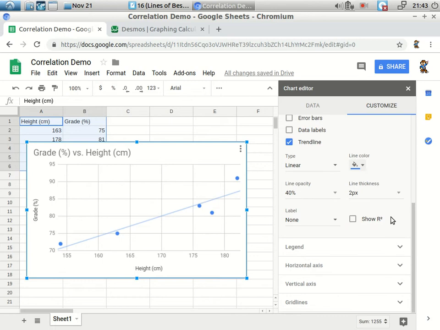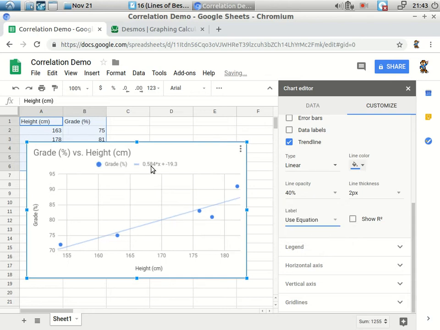A couple things you can do here. First, if I want to see the equation, where it says label, I can click on use equation, and it's put it out there for me. So my equation would be y equals 0.584x. There's a little asterisk in there, it's just times. This is my slope, and my y-intercept is negative 19.3. That's the equation of my line.